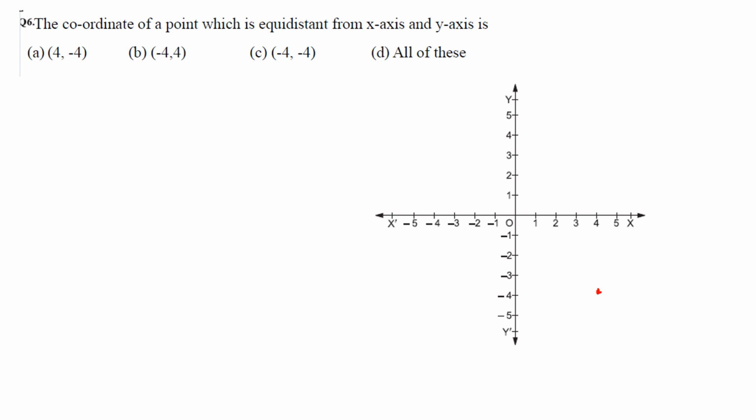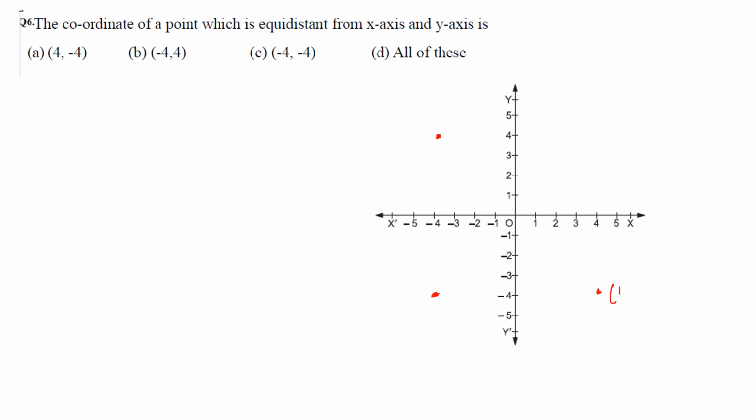Next is (-4, 4). So that point will be in the second quadrant, which will be over here. And the third is (-4, -4), which will be over here. Now what does the question say? You have to see which point is equidistant. Equidistant means equal distance from the x-axis and also the y-axis.